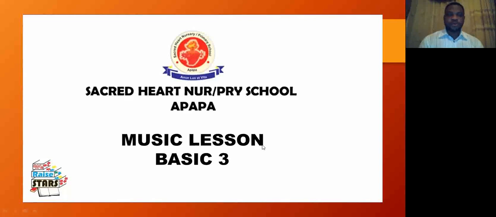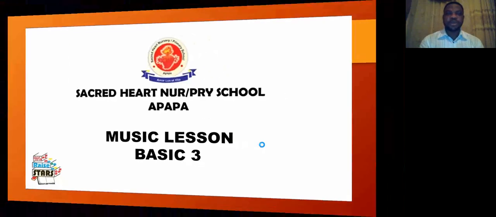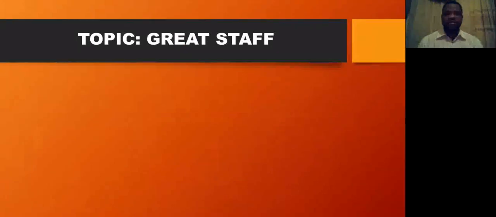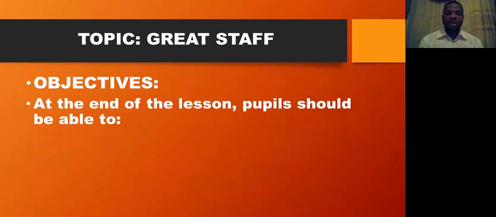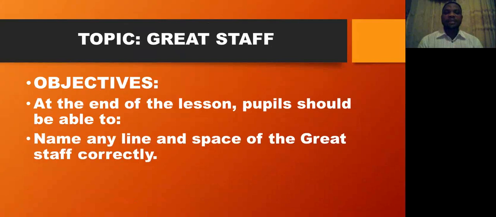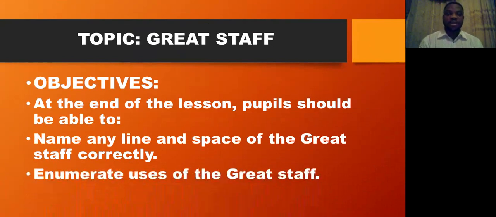So I want you to please go along with me today. The topic we have for discussion today is great staff. At the end of this lesson, I expect you pupils to be able to name any line or space of the great staff correctly, and should be able to enumerate uses of great staff. Great staff has some specific uses, so I expect you to be able to name the uses.